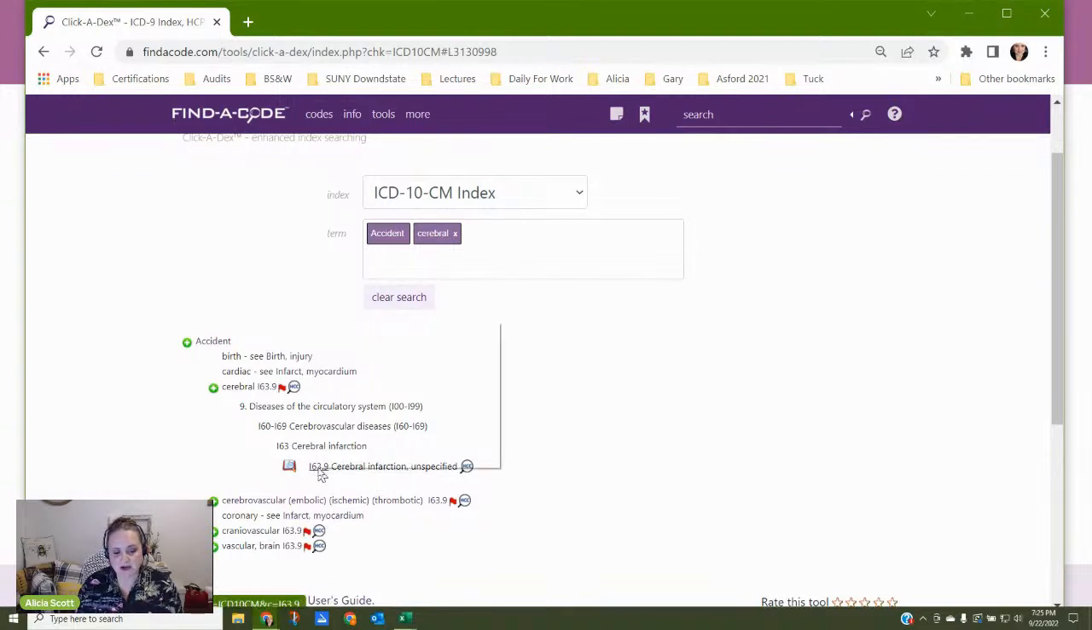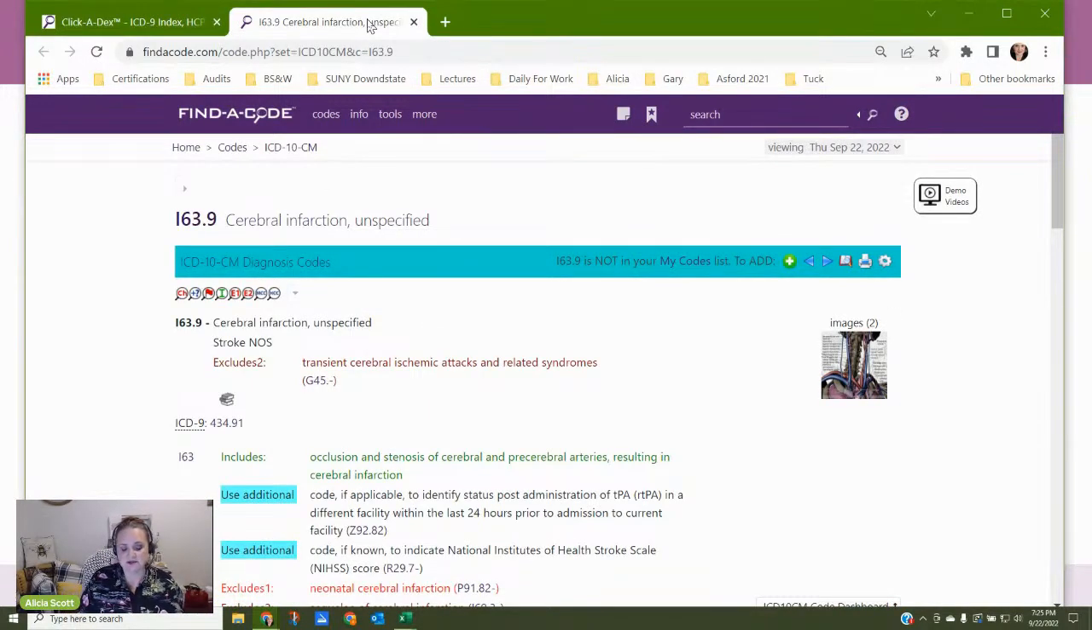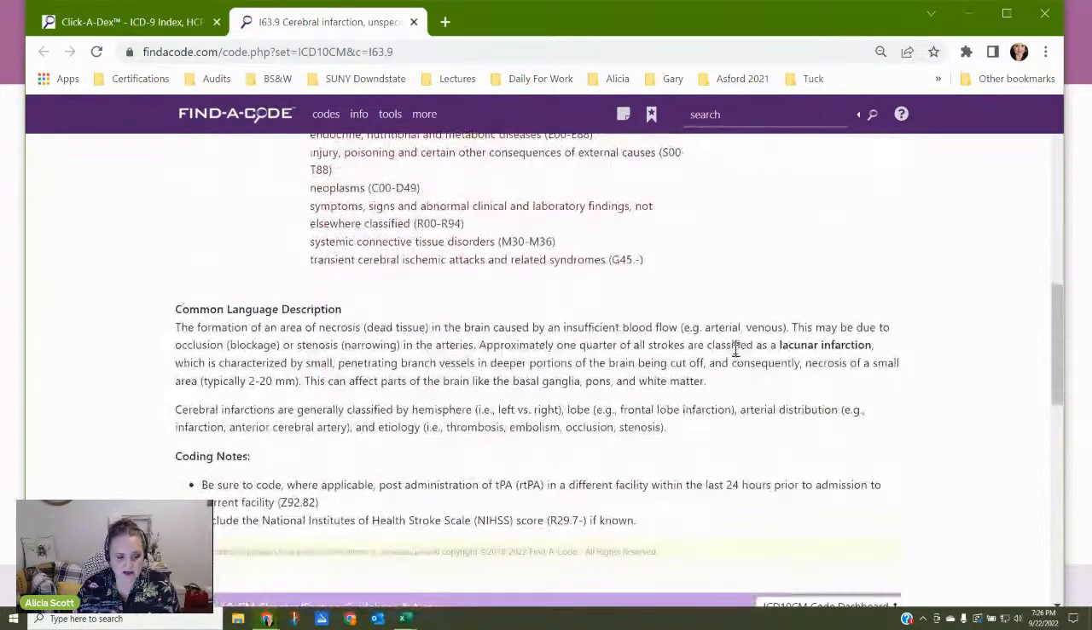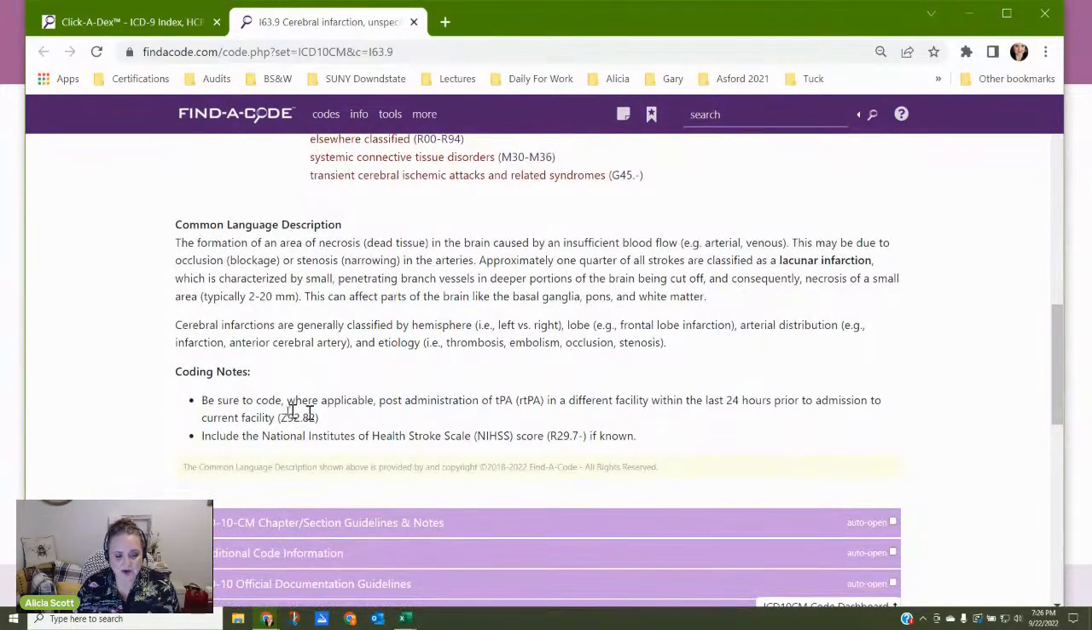But let's go ahead and look up the specificity that we can get within that. And the index got us to the right place. Now we're looking in the tabular. You guys follow along in your manual. And the advantage of doing this online is that it's so much faster. So I have a stroke, not otherwise specified. But what are the possibilities? Remember, I got all of this here with notes of, hey, by the way, if they administer TPA, there's information here regarding that. And if there's a stroke scale, they give you the code R29.7.